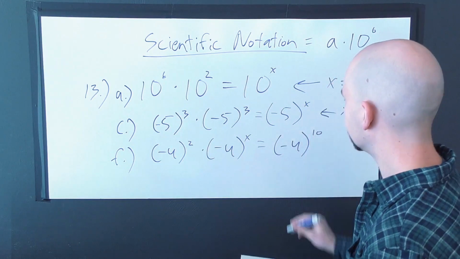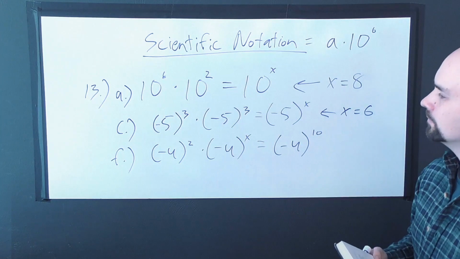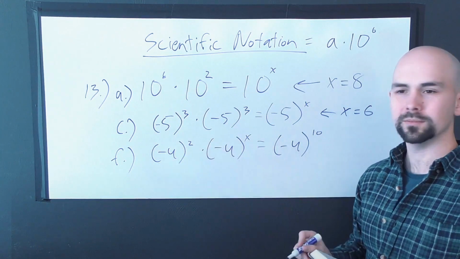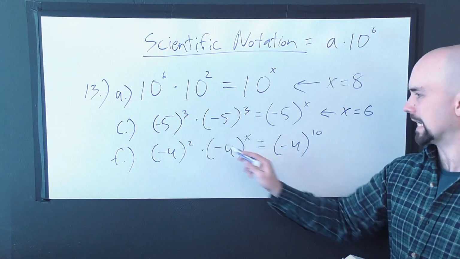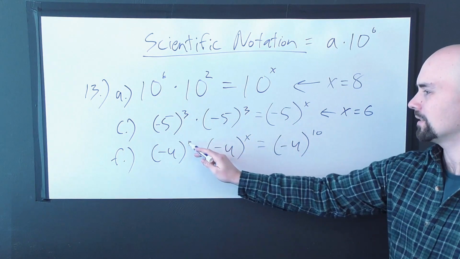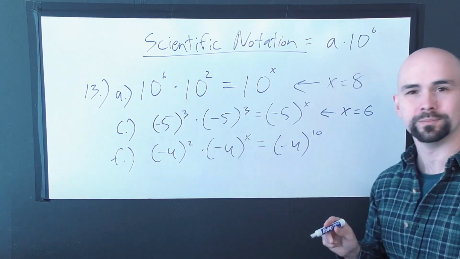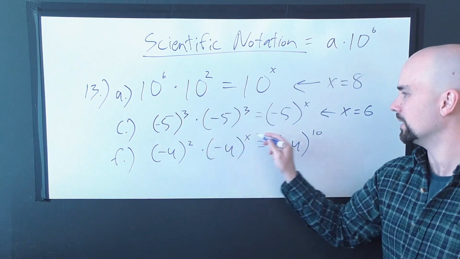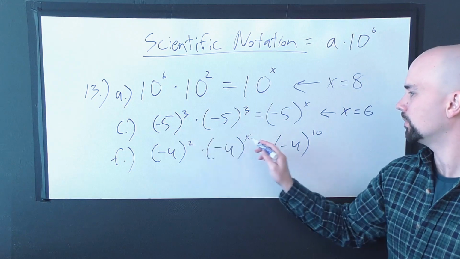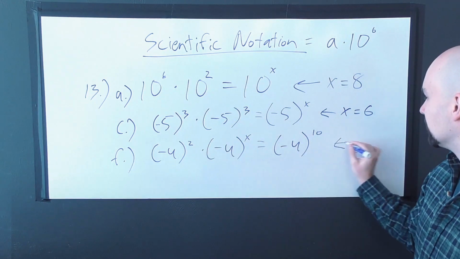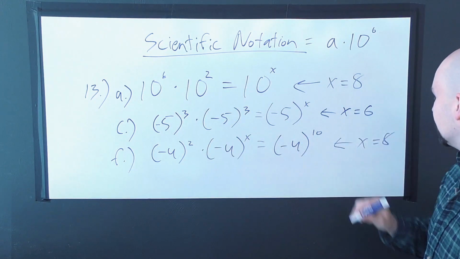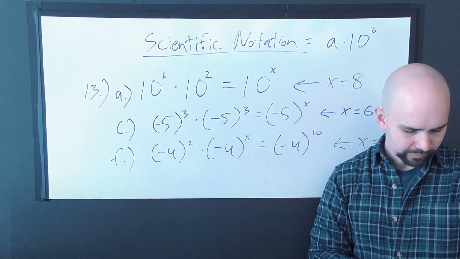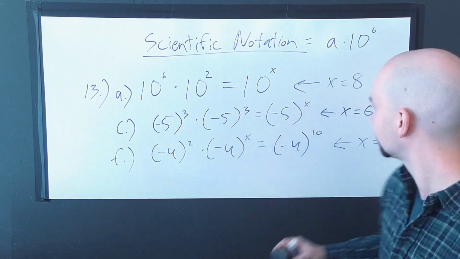All right, so if these are the same base, which they are, then we can add the exponents. And if we add 2 and x, we get 10, right? So then what is x? Well, 10 minus 2 is 8. So 2 plus 8 equals 10. X, once again, is the power of 8. All right, next problem. We're going to go to number 14.